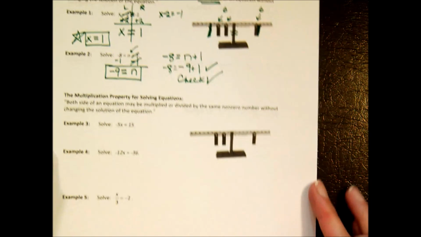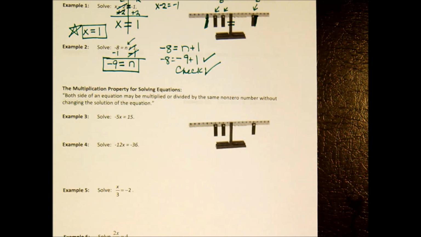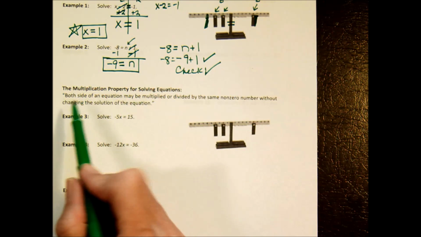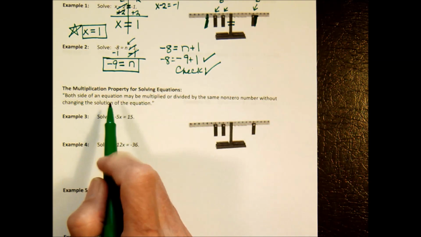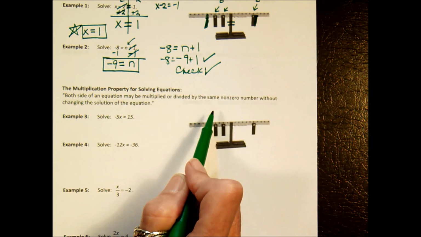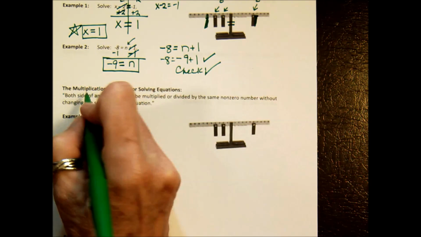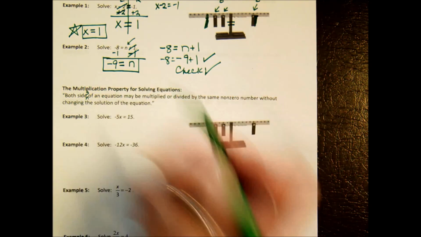All right, along with the addition property, which means add or subtract, we have a multiplication property, which means multiply or divide. And what it says is both sides of an equation may be multiplied or divided by the same non-zero number without changing the solution of the equation. And that should say sides, not side.